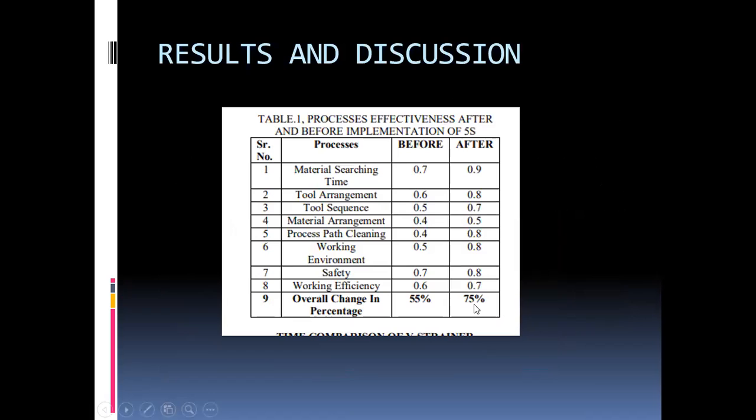So the maximum production yield after implementing 5S was said to be 75%. Earlier it was 55%. So this is the change, the radical shift attained by the company after thoroughly understanding the ins and outs of the 5S concepts.